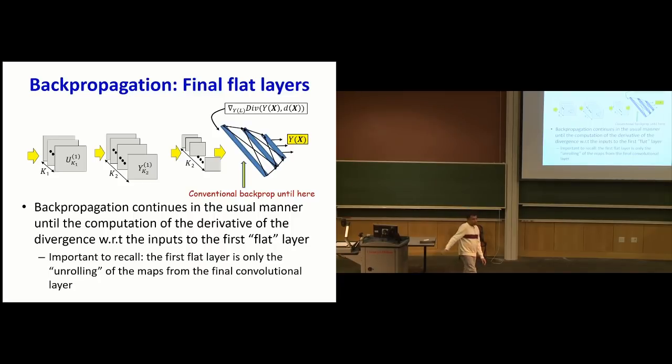Now, firstly, I'm going to assume that we already know how to perform backpropagation through a standard flat multilayer perceptron. So you have the trailing end of that network with the output y, and the output y has a divergence with respect to whatever target output there is for this particular input. You can compute the derivatives through the flat layers all the way to the output of the first flat layer. Now keep in mind that first flat layer is simply just a flattening of the last output of the convolutional portion of the network.